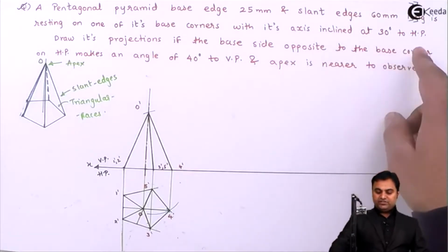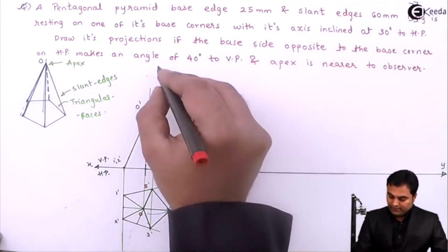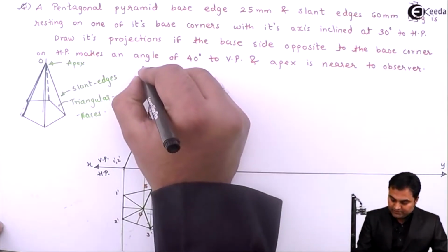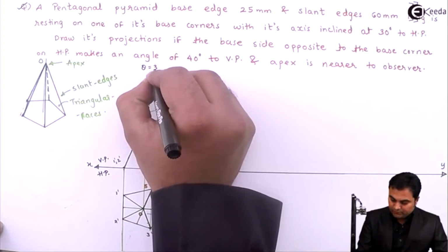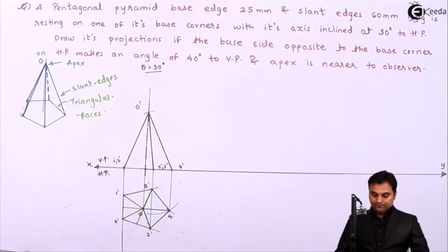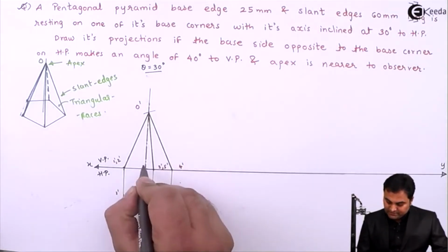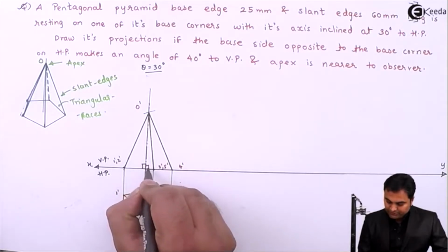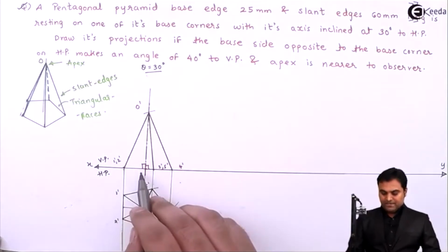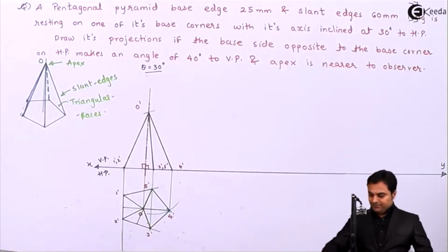So this inclination at 30 degree to HP will be seen in VP, and inclination with HP is denoted as theta, and theta is equal to 30 degrees. So this will be visible in VP. And if I see here, axis and base are perpendicular to each other. So if axis is inclined at 30 degree, base will be 90 minus 30, inclined at 60 degree.